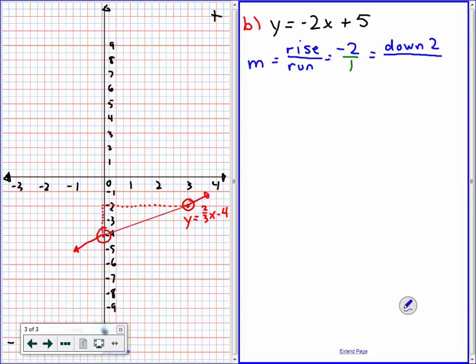Keep going, what does a run of 1 mean, please? Liam, keep going. What does a run of 1? Very good. And it's always to the right. It's always, always, always to the right. It's always going to be positive.